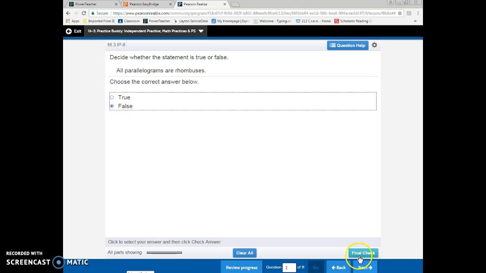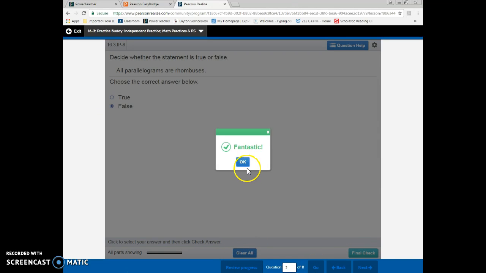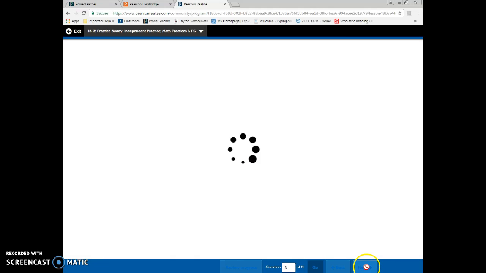That is false. And I want you to notice something. This says final check, because you're only going to get one shot at this. So you've got to make sure you have it right, because it should make sense too. You only get one shot because it's true and false. So we're going to continue.